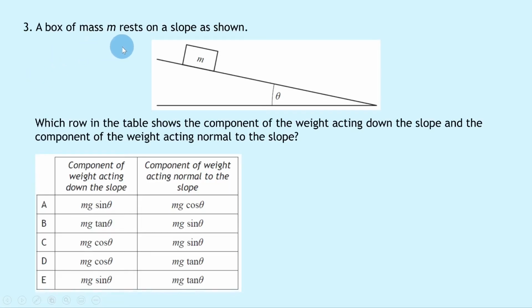Question 3 says a box of mass m rests on a slope as shown. So we have our mass m on this slope which has an angle of theta to the horizontal. Which row in the table shows the component of the weight acting down the slope and the component of the weight acting normal to the slope?